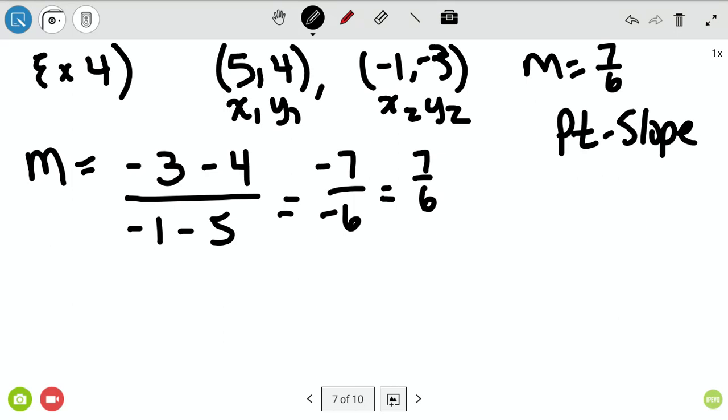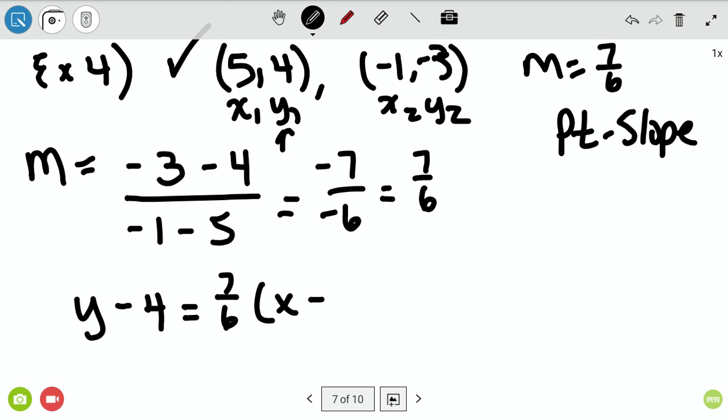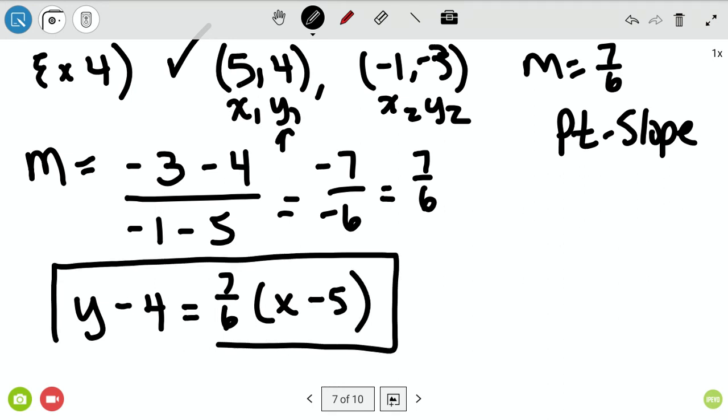Now, if our directions say point-slope form, does it matter which point we use? Absolutely not. If it were me, I'd hit the easy button and I would use x1, y1 because there's no negatives to mess with. And so if I used x1, y1, my point-slope equation would be y minus my y1, which is 4, equals my slope, which is 7/6, x minus my x1. I don't even have to clean anything up. That is point-slope form.